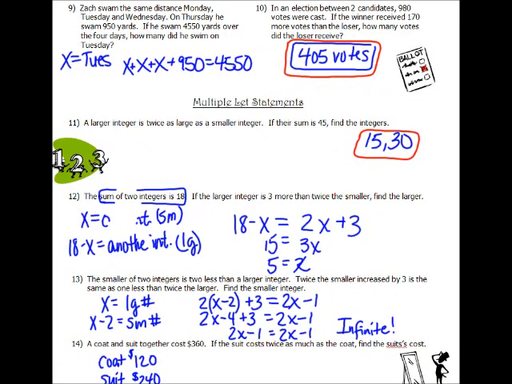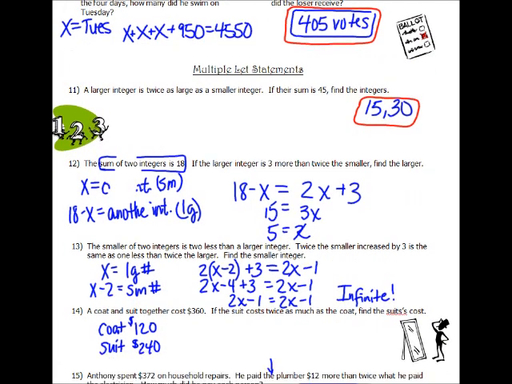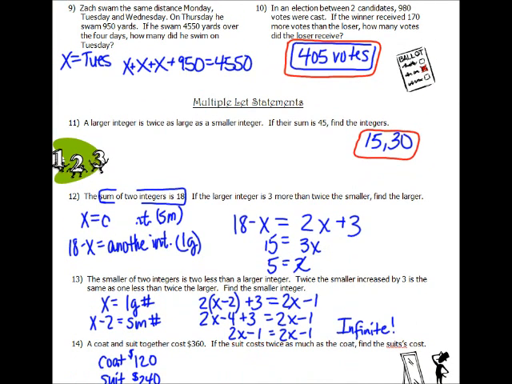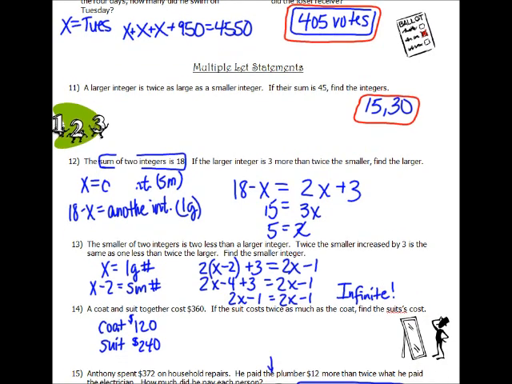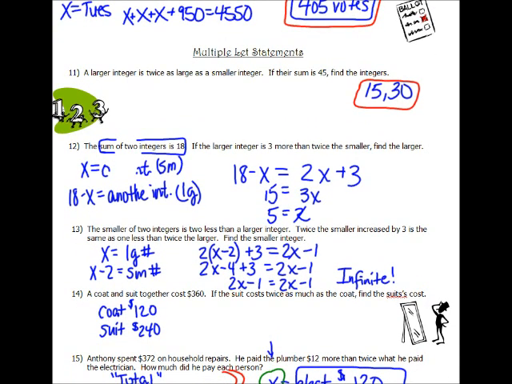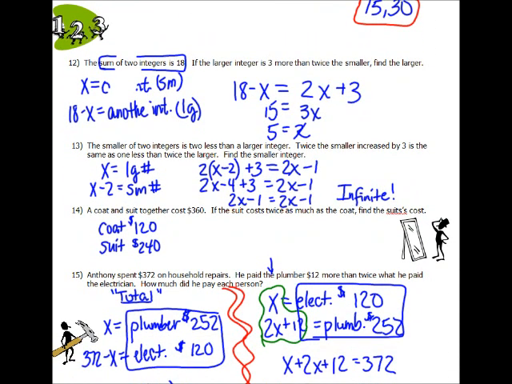I'm going to go forward and look at the next page. So number 10 was 405 votes. 11, the numbers are 15 and 30. This one kind of turned out interesting, number 13, where we had an infinite number of solutions. That's that old interesting solutions trick. 14, the coat was 120, the suit was 240. I didn't show work here.